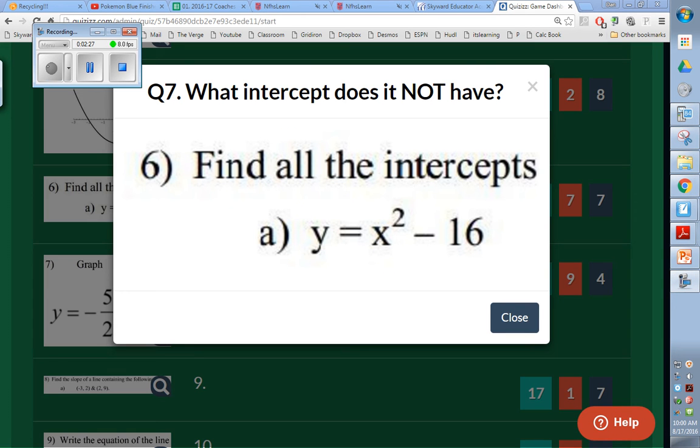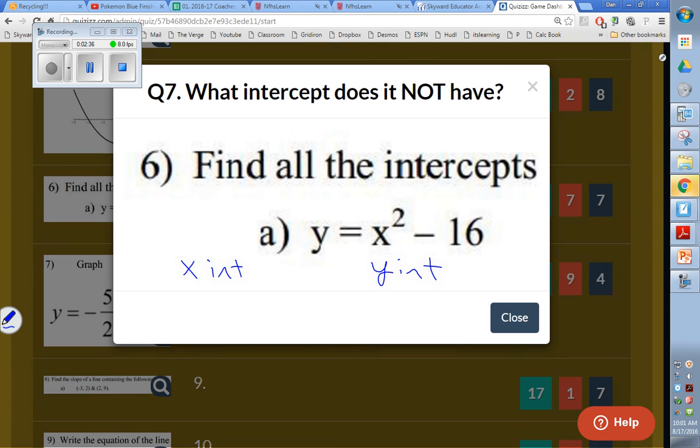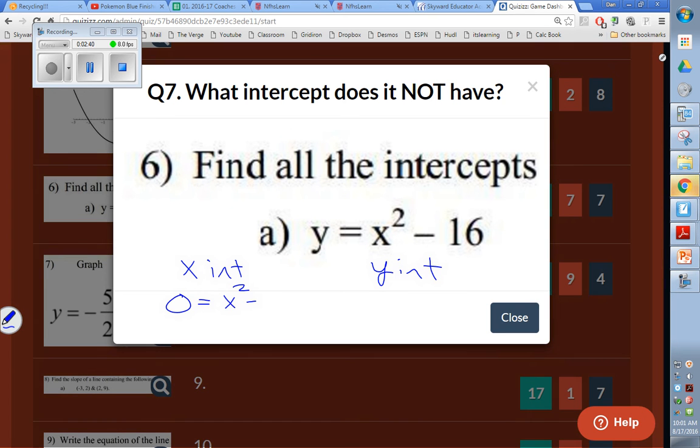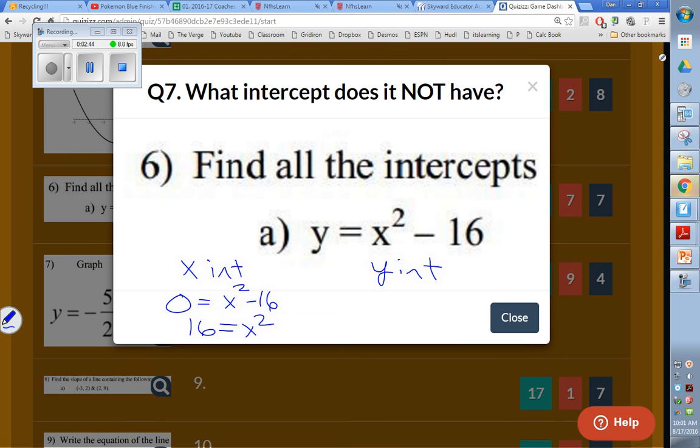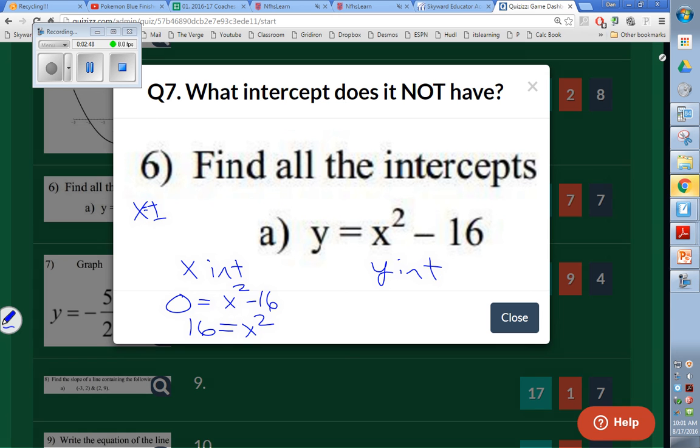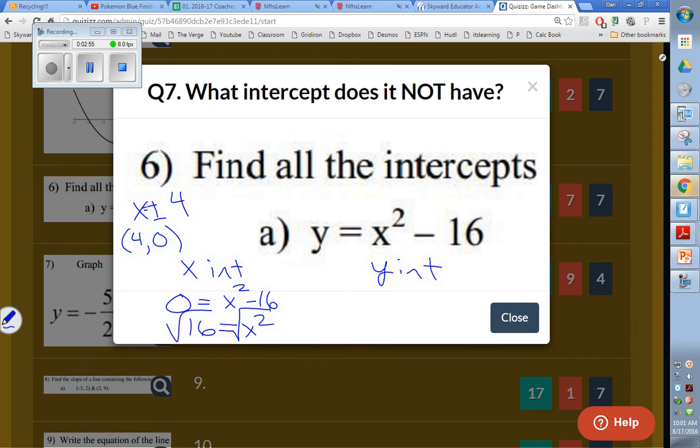Number 6 here, 6a, find all the intercepts. To find an intercept, we have x-intercepts and y-intercepts. We are going to set the x-intercept, we're setting y equal to 0. So it's 0 equals x squared minus 16. Add 16, square root it. So x is equal to plus and minus 4. That's what the square root of 16 is. Okay, so when I write my ordered pairs, it'd be 4, 0, and negative 4, 0.